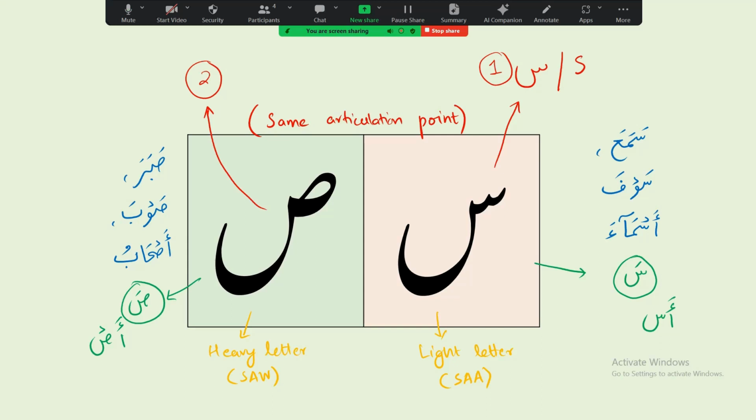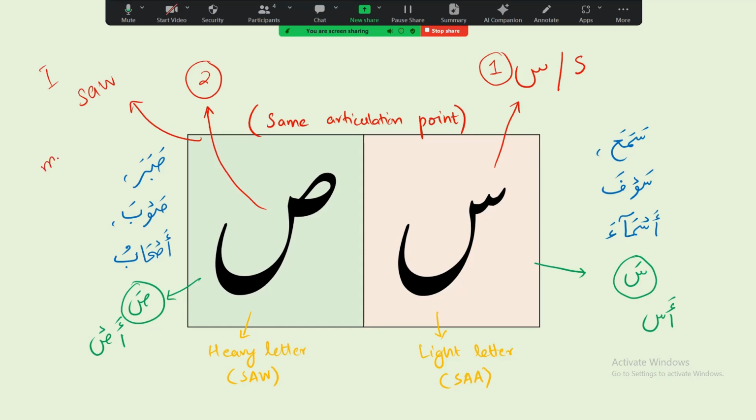So the first letter is very simple. We say the s sound, s, the whistle sound. But for the sad letter, we will say saw, saw, saw. A heavy sound. Let me give you an English example, like I saw that. Saw, kind of similar.